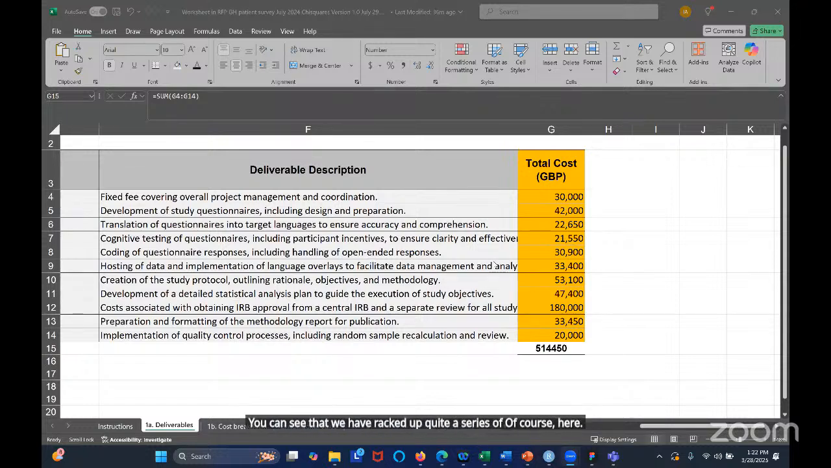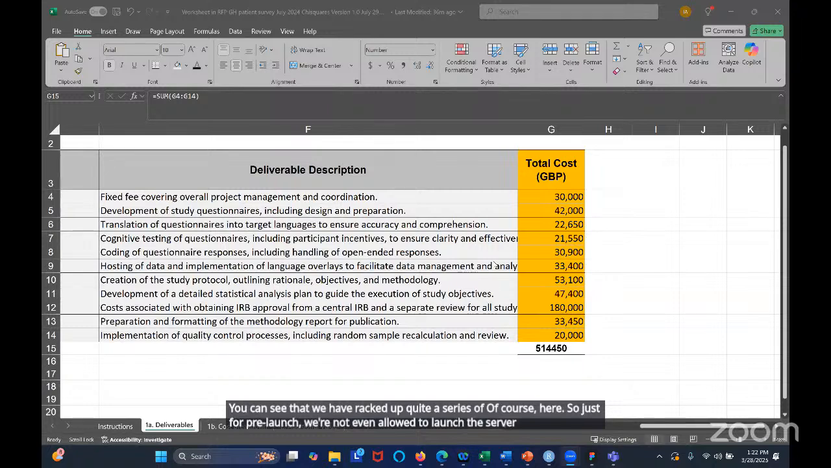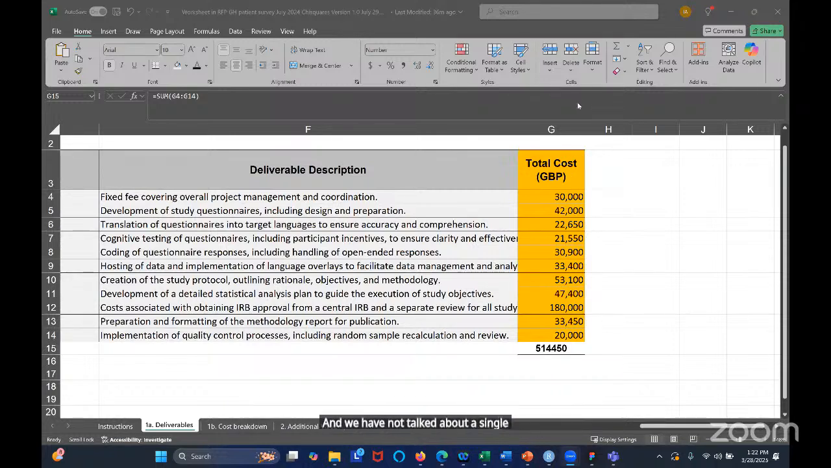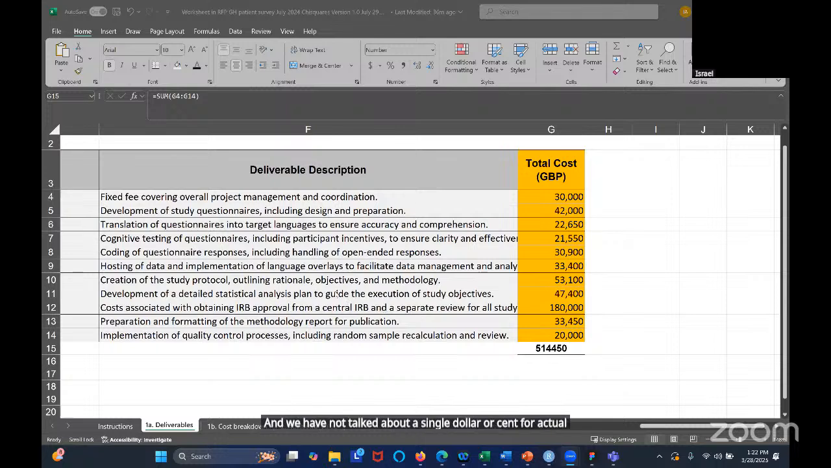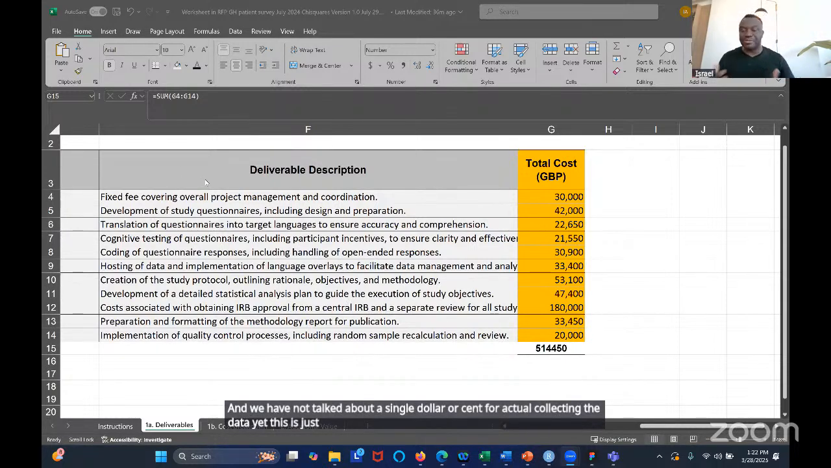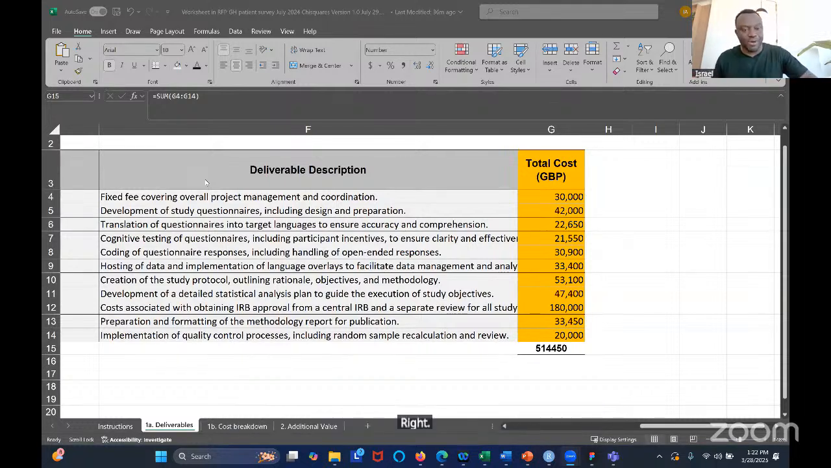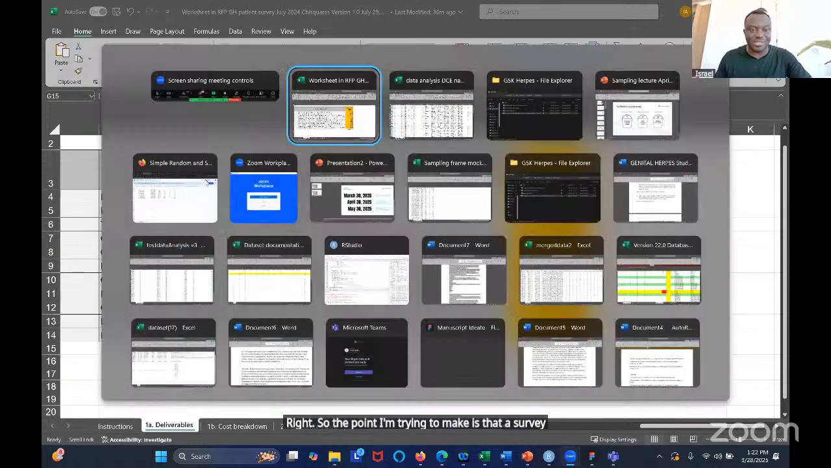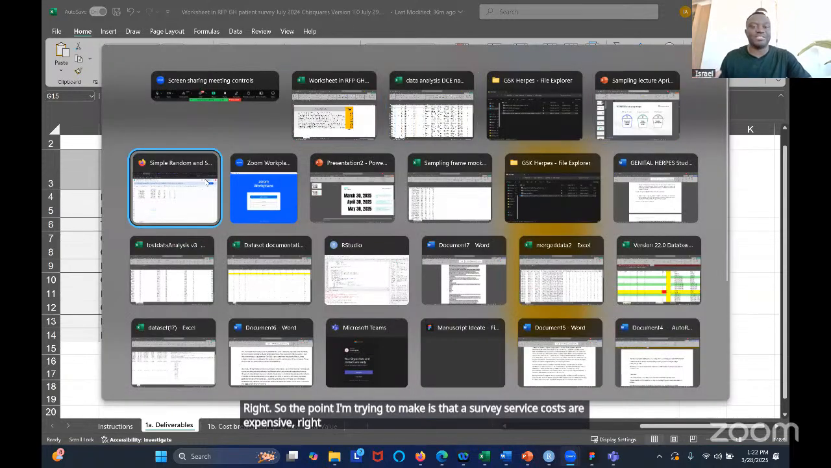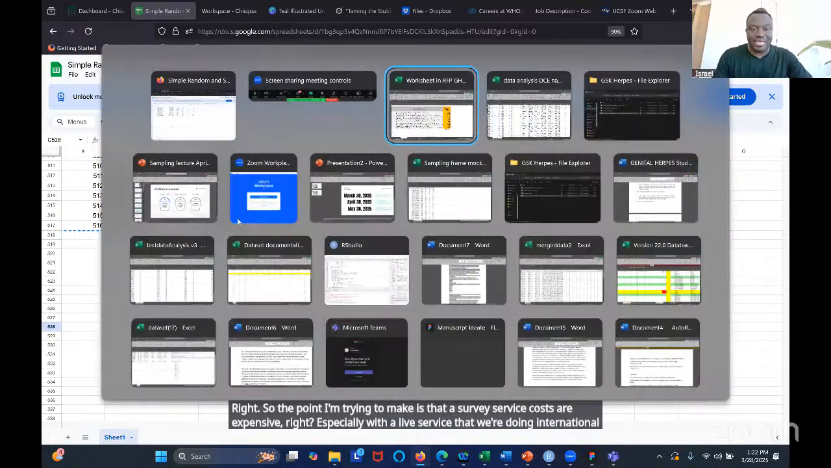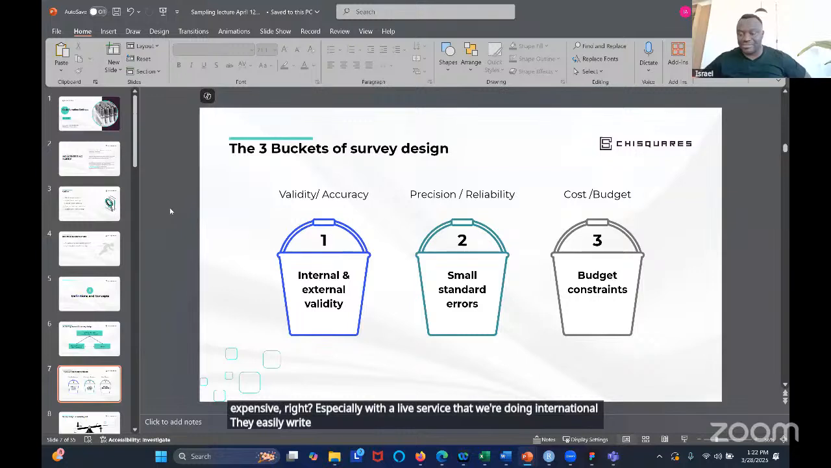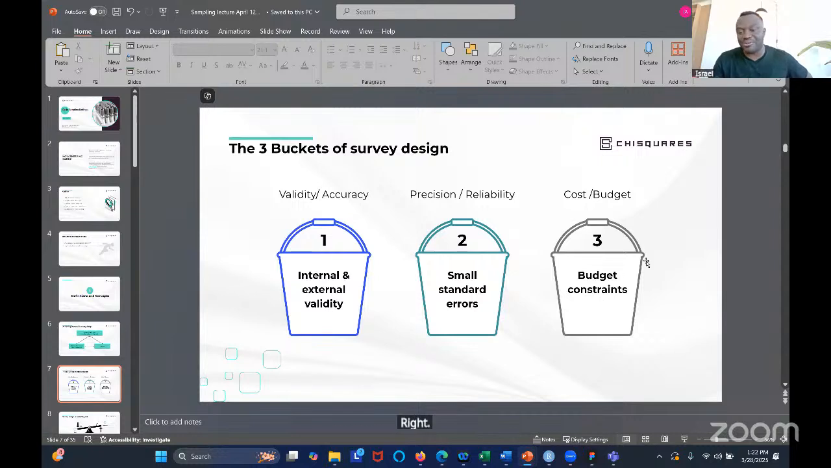So just for pre-launch, we've not even launched the survey yet. The cost of the survey is already £514,000, right? And we have not talked about a single dollar or cent for actually collecting the data yet. This is just the cost that we need to put in place to prepare for the launch of the study, right? So the point I'm trying to make is that surveys are expensive, right? Especially when they're large surveys, international surveys, they easily cost in the millions of dollars or millions of pounds, right? So you will be a really terrible designer if you're not fully aware of budgets.